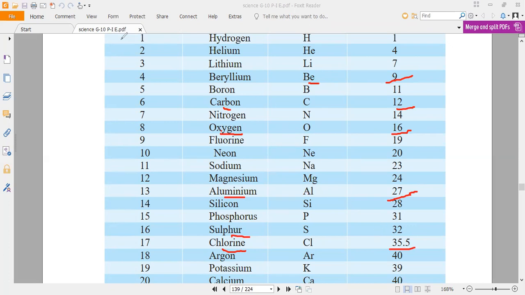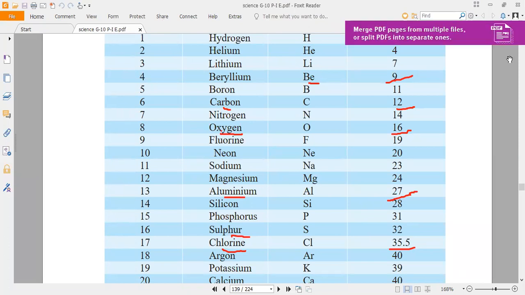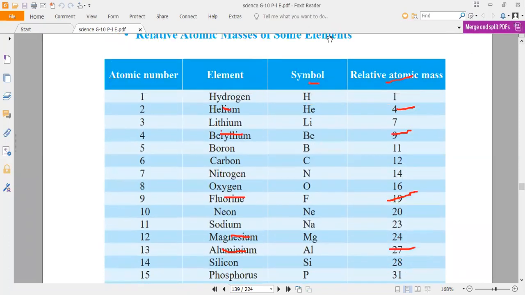This is what I said. Relative atomic mass here. We are studying how this number came. That is relative atomic mass.